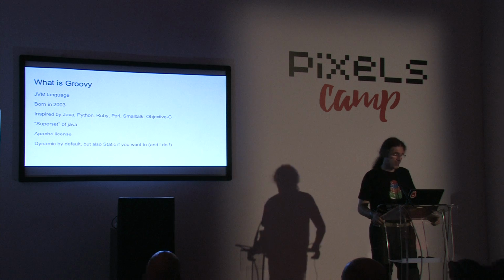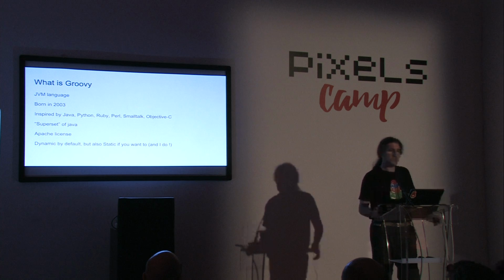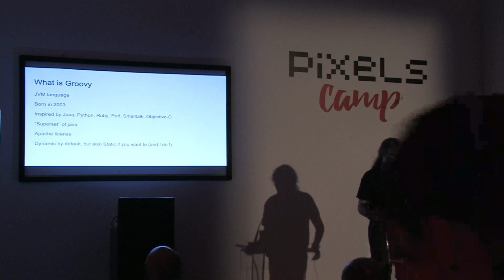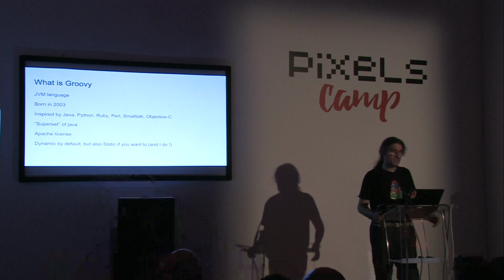It's inspired by a lot of languages. I would argue it's closer to Ruby in some aspects. It's a kind of superset of Java, which means that if you pick up a Java file and you rename it to .groovy, 95% of the time it will compile as valid Groovy code. So it's really easy to start because almost every valid Java code is valid Groovy code. It has an Apache license now. It was previously sponsored by another company, but now it's under Apache, which might be a good thing for Google dealing with licenses and stuff.